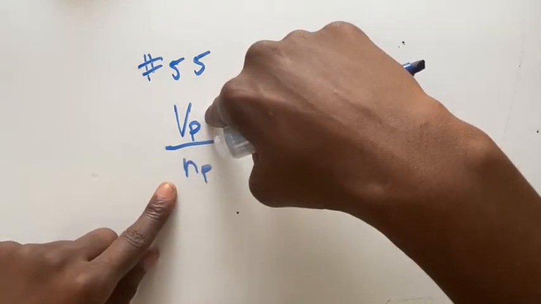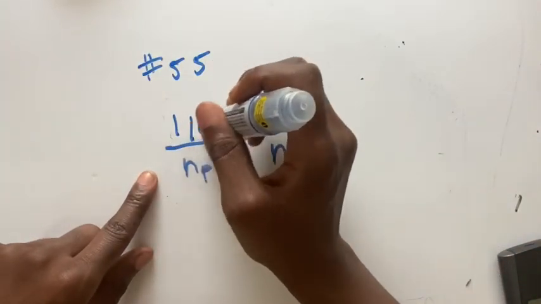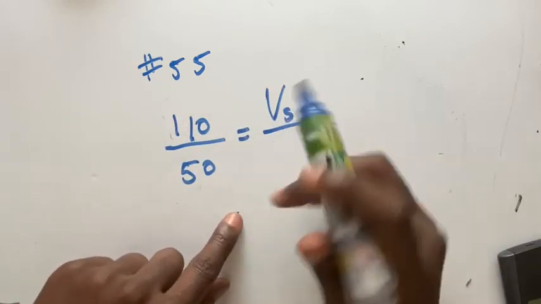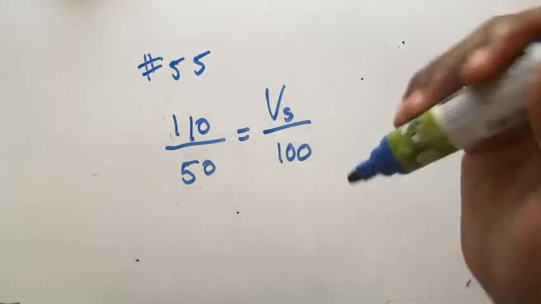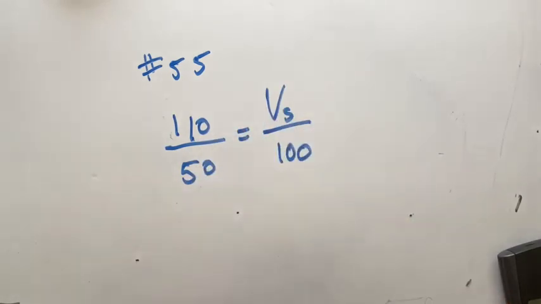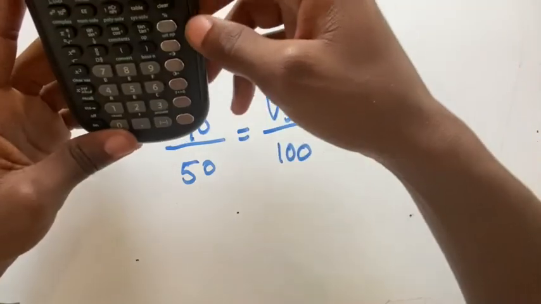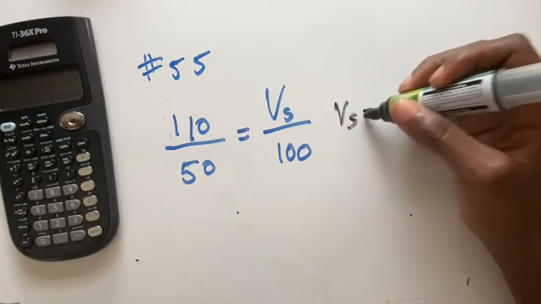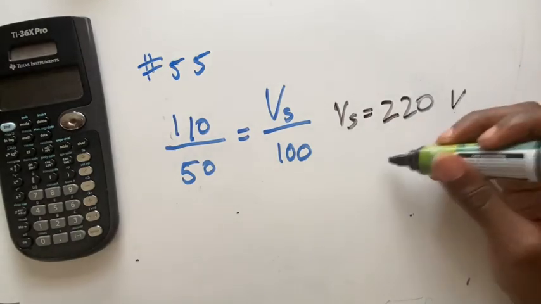So the primary has a voltage of 110, and it has 50 loops. And the secondary has 100 loops. So to solve for this secondary voltage, we would just multiply 100 over and then divide by 50. So we have 110 times 100 divided by 50. So the secondary voltage is going to be 220. That's going to be C.